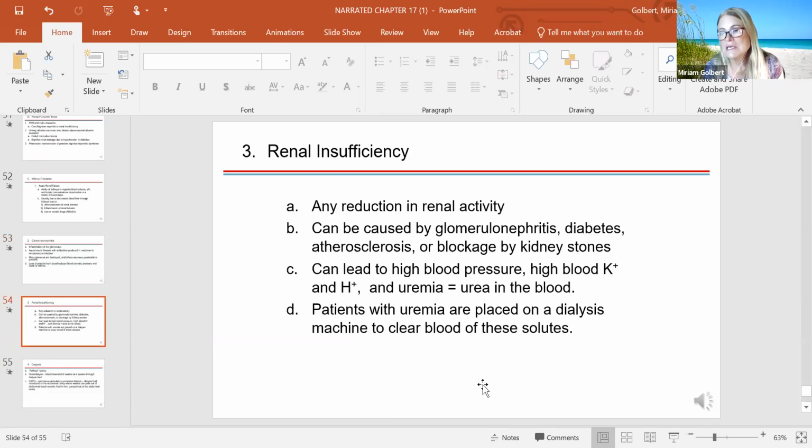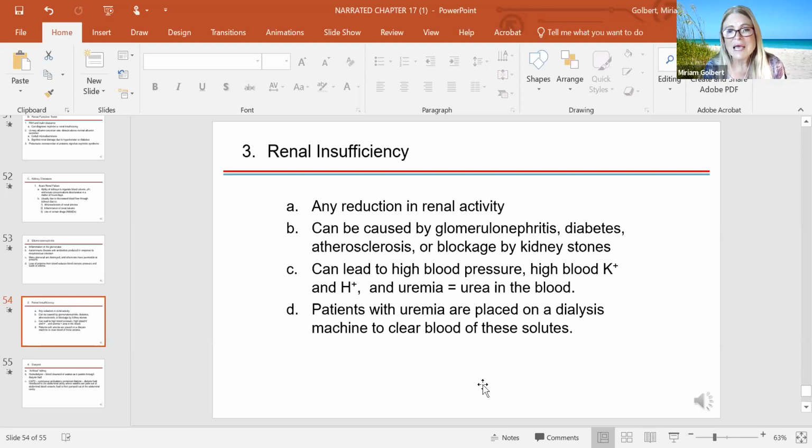Renal insufficiency is any decrease of renal activity. So it could be for many reasons: infections, inflammation, diabetes, patients that are constantly filtering massive amounts of glucose. It damages the glomerulus. And also it could be because of blockage with kidney stones, which are really, really painful. They said that it's almost like giving birth with no anesthetic. So when males get kidney stones, then they know what labor pains are all about.